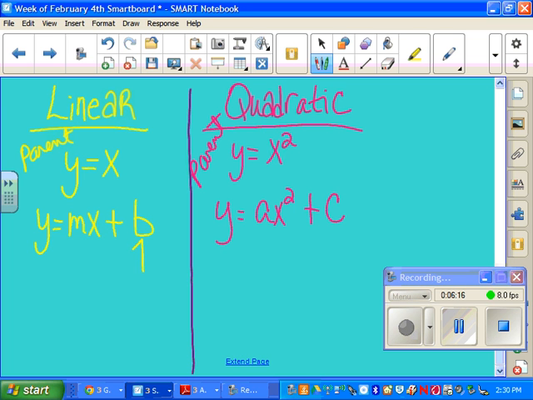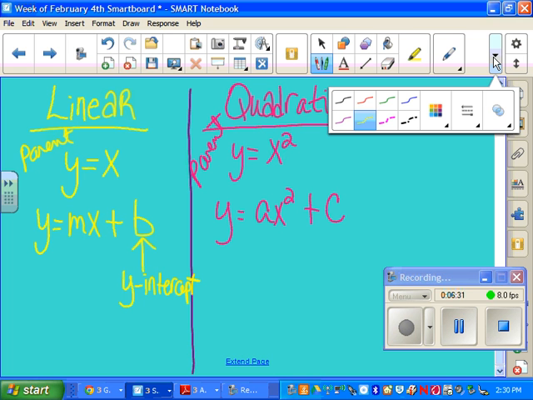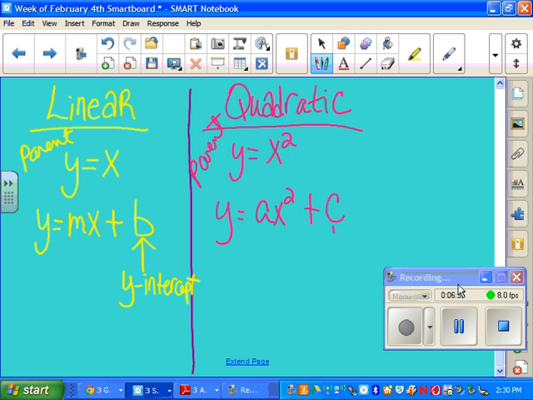Let's look at the b first. On the linear side, it says y equals mx plus c. The b is the y-intercept for linear equations. But on the other side, on the quadratic side, y equals ax squared plus c. C is also where the parabola crosses the y-axis. It is the y-intercept.